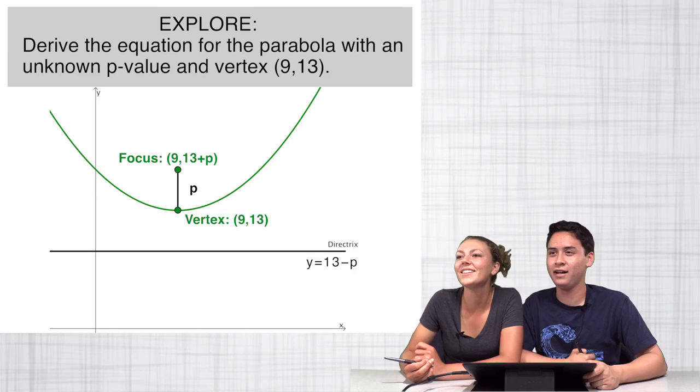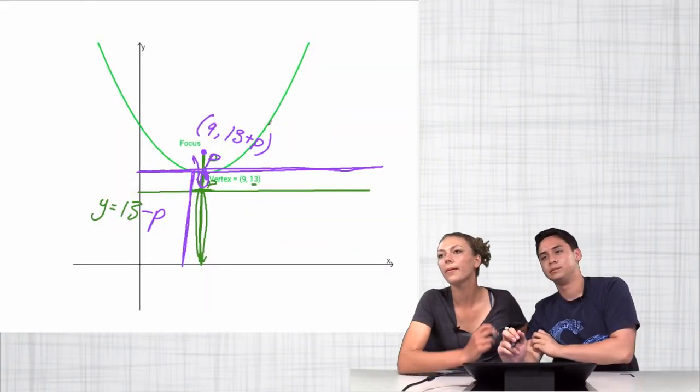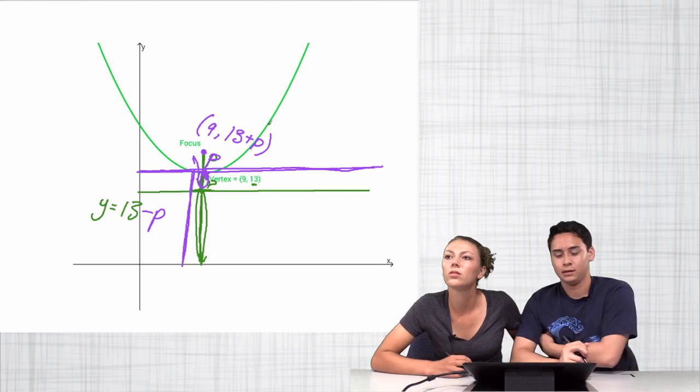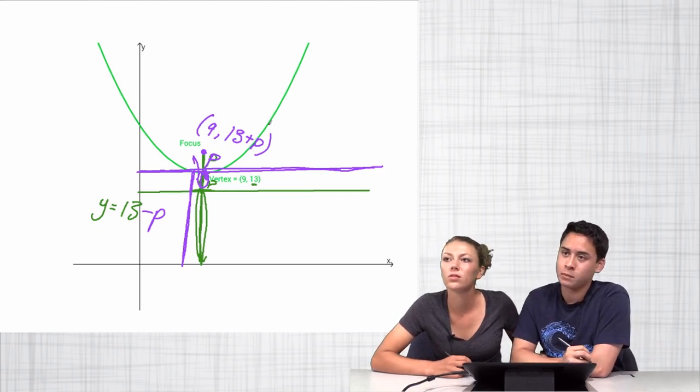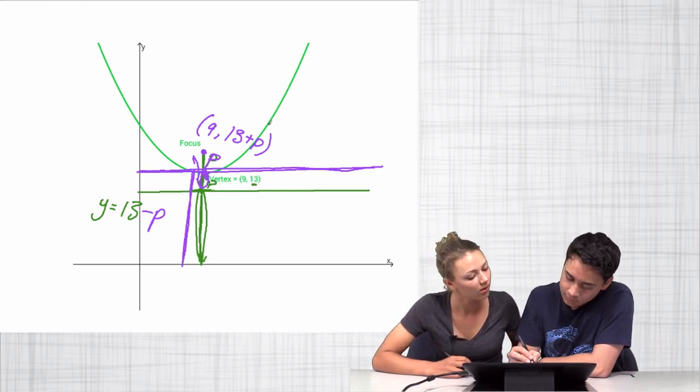In this episode, Sasha and Keoni use the Pythagorean theorem and the definition of a parabola to derive the equation for a parabola with an unknown distance p from the vertex to the focus and a vertex at 9, 13. I want you to use the same techniques you've been using with the Pythagorean theorem. Okay. But you're going to be working with some letters now instead of numbers only.